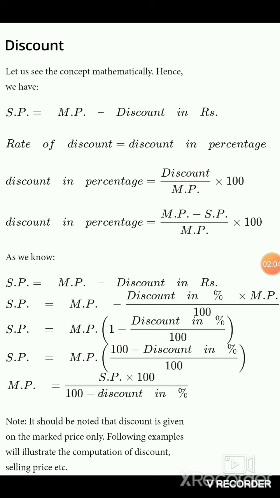For example, if the mark price of an article is rupees 500 and the shopkeeper offers a discount in rupees that is equal to 100, then what is the SP? That is equal to 400.